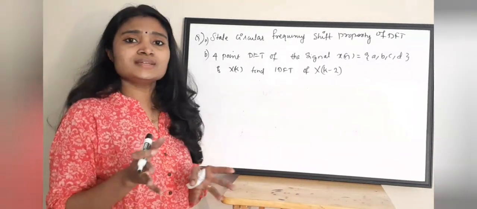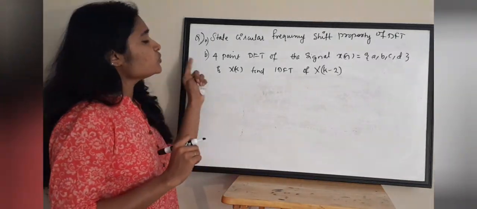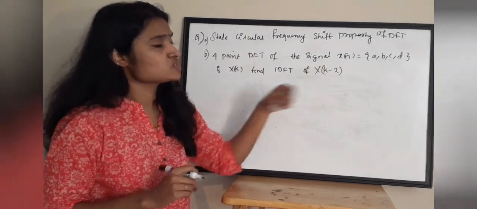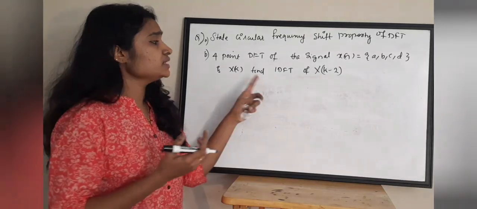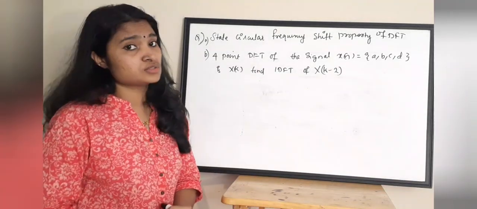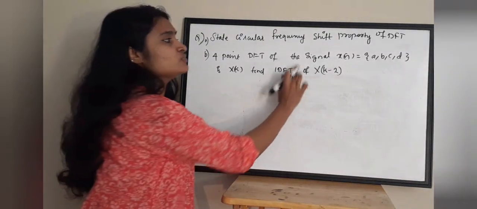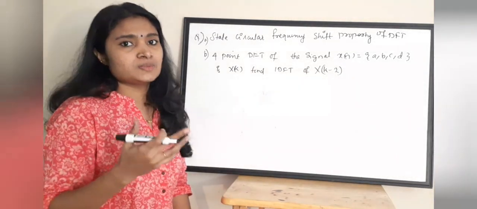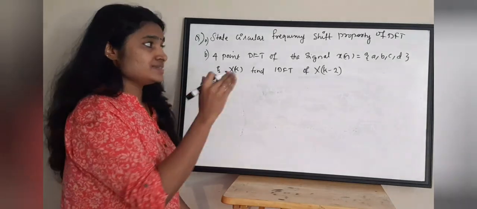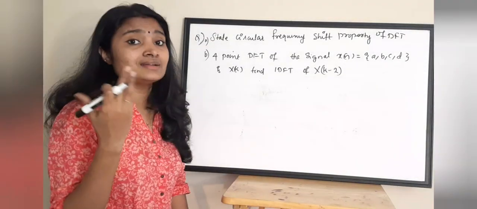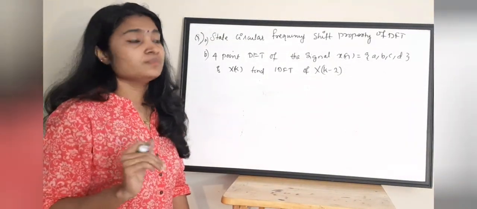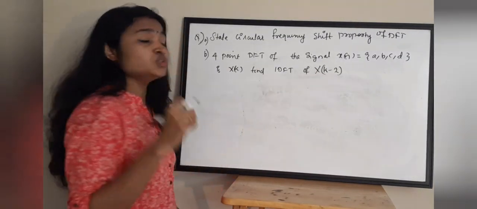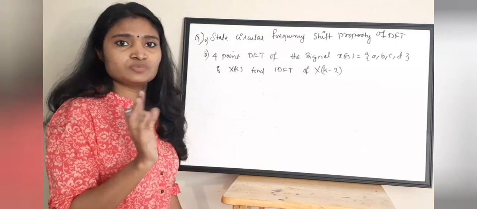Now, what has been asked in part 2? The 4-point DFT of a signal x of n is X of k. Find the IDFT of X of k minus 2. In order to find the IDFT, we don't know the value of X of k. But from the X of k minus 2 term, something is familiar with our circular frequency shift property, right? So by seeing such a question, you have to think that it is some property of the DFT. And for such a DFT term, X of k minus 2, you should know that this is the circular frequency shift property.